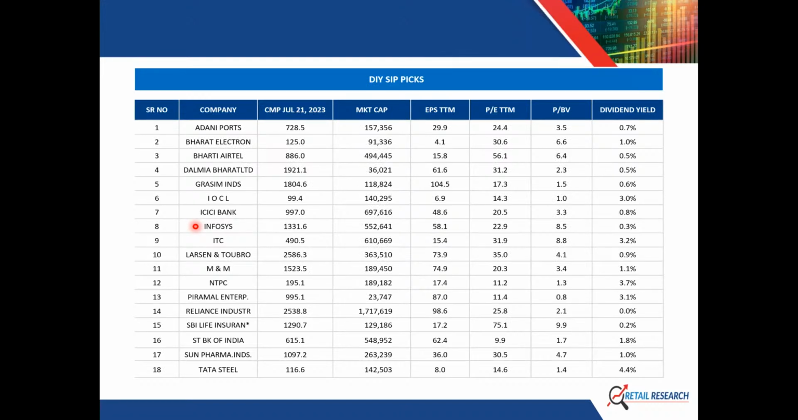Apart from this, we have also issued a DIY SIP report on July 21st. 18 new recommendations have been issued. These are for the people who want to put money every month on a fixed date into stocks. It is a mix of aggressive and conservative stocks. I would advise long-term investors and SIP investors to look at these stocks and keep accumulating. As the markets correct a little bit, some stocks may go down. It is advisable to increase the exposure via SIP there.